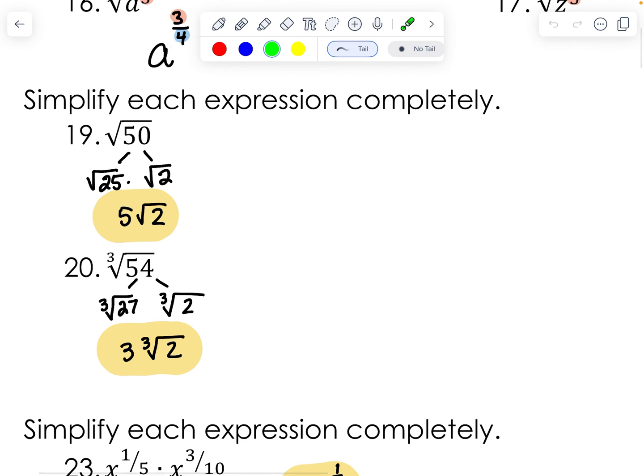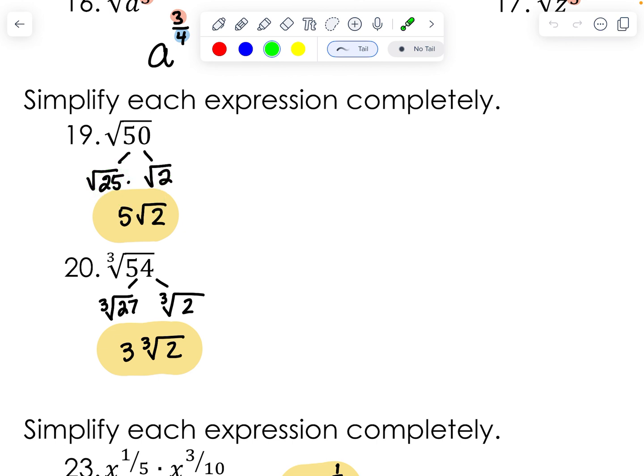Okay, on 19, simplify. So we're looking for perfect square factors of 50, which 25 is one of those. So now you can split 50 into 25 times 2, but we know the square root of 25 is 5. We don't know the square root of 2, so it stays under a square root.